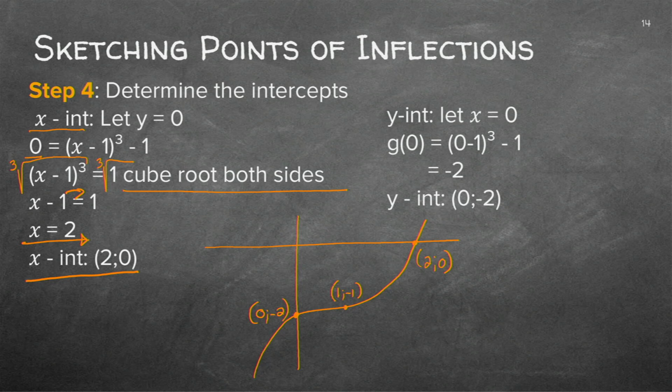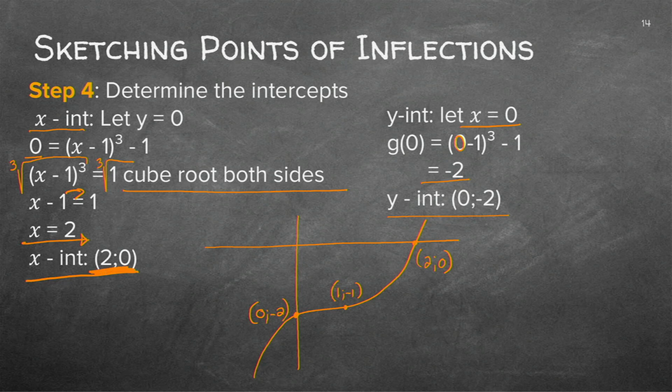For your y-intercept, let x be 0. You fill your 0 in everywhere there's an x. And your answer is minus 2. And I've just also sketched it. You know what your form looks like, so it's easy.